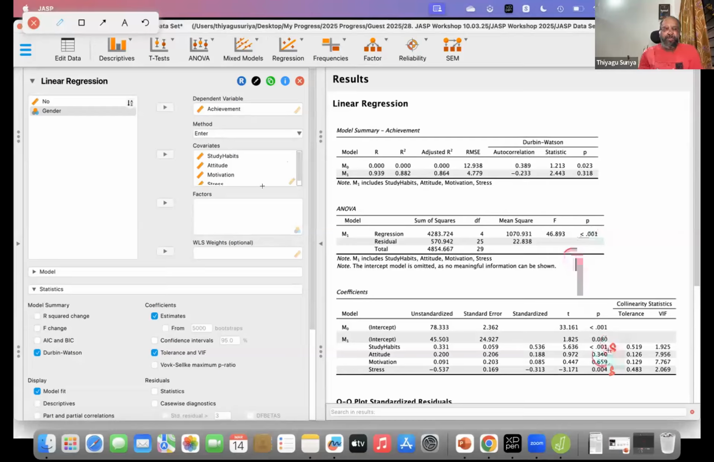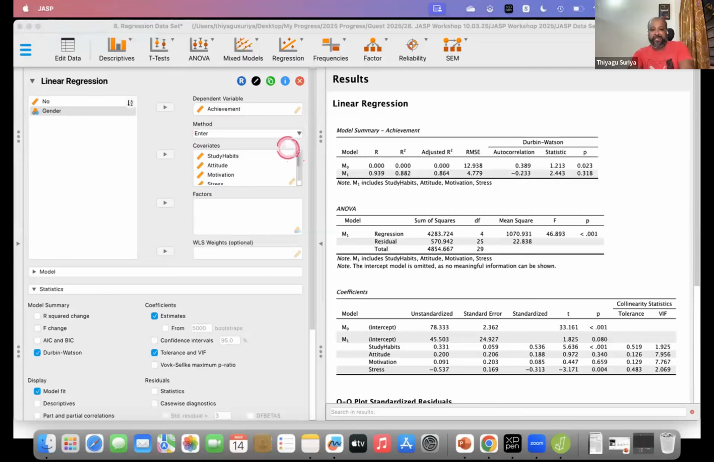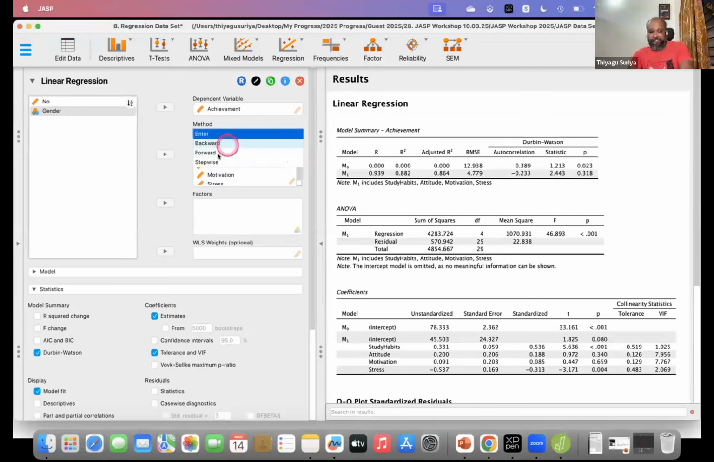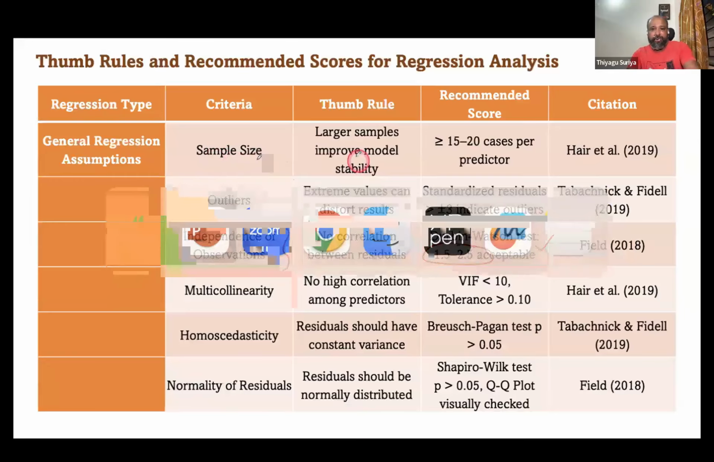Then what you can do is think about changing this enter method. Because when you go with the enter method, you're taking all the variables and running this linear regression. Instead of that, we need to think about what is called stepwise analysis. Under this, we have a backward method and a forward method. I'm just giving this example. What is the difference between these two?